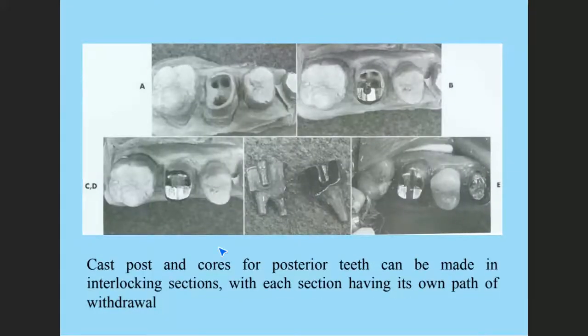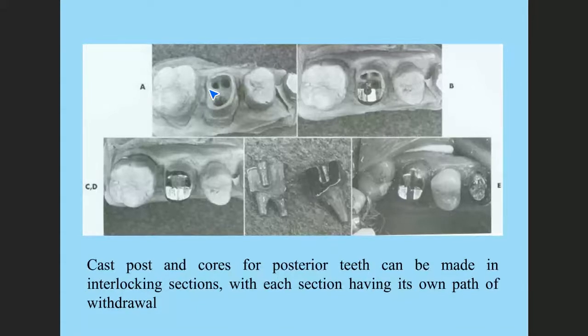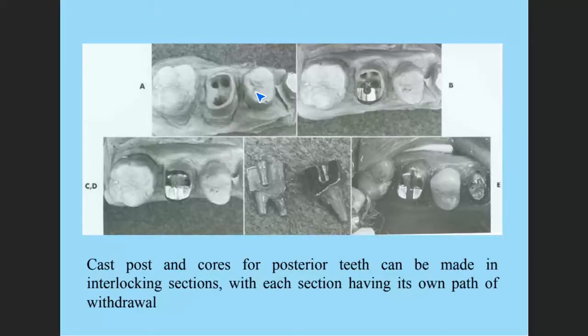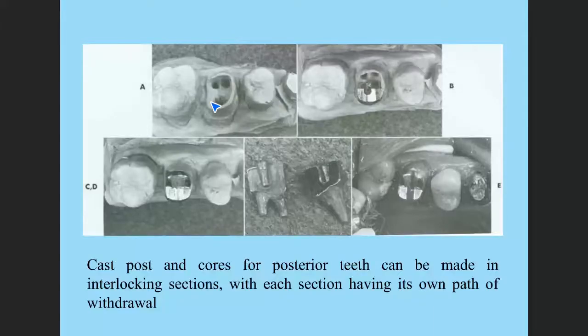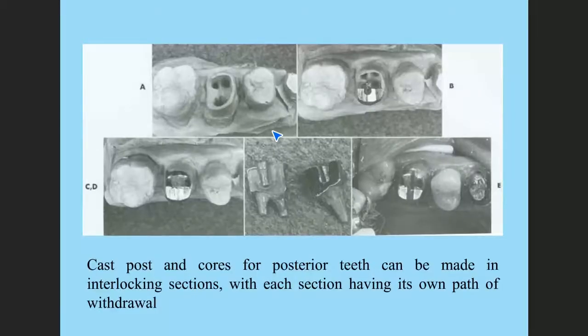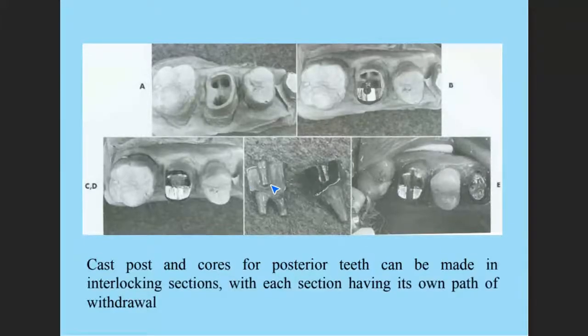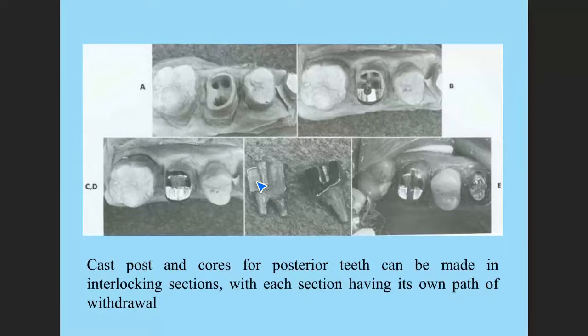So sometimes you can use the 3 canals and make a post and core, but because of difficulty in insertion, you can make it into 2 pieces as interlocking sections. So you can make the first part with its own path of insertion, cement it, and then cement the second part. But if you try to do it as one piece, it will be very difficult.